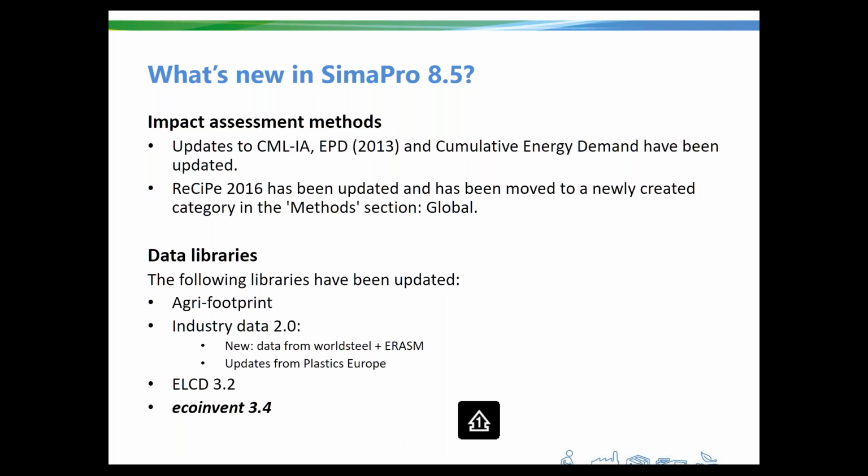The ELCD data was also updated. 500 or so processes were updated. Those were updated to the ELCD node, which then we also updated in SimaPro. And then, of course, we updated to Ecoinvent 3.4, which you already heard the overview of what's new there.